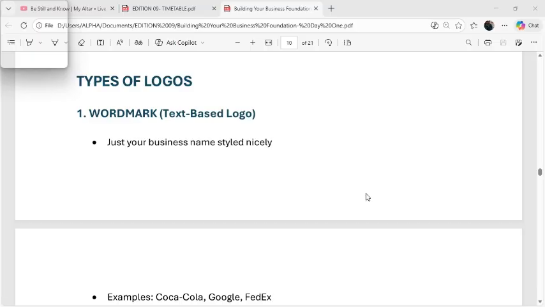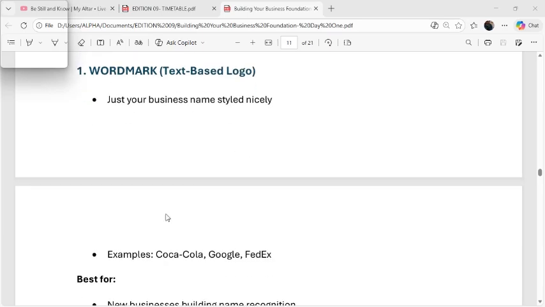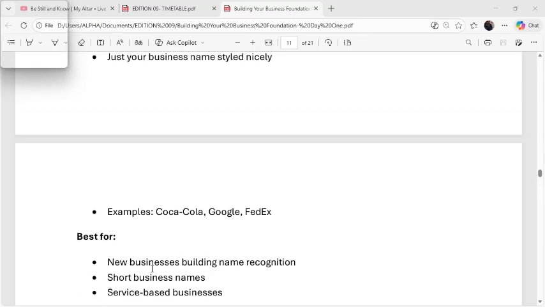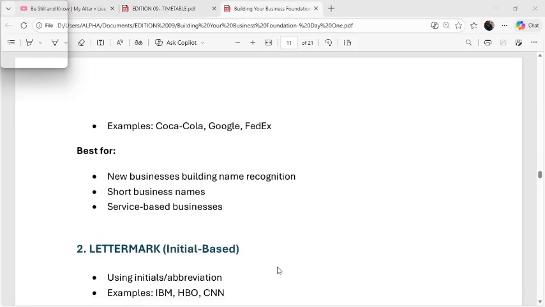Now, let's look at the types of logos. There's what we call a word mark. These are text-based logos, just a business name styled nicely. For instance, Coca-Cola, Google, FedEx. So they just use their business names, styled nicely. That is what we call a word mark. So these are best for what? For new businesses building their name recognition, for short business names, for service-based businesses. They are very, very good. They work perfectly.